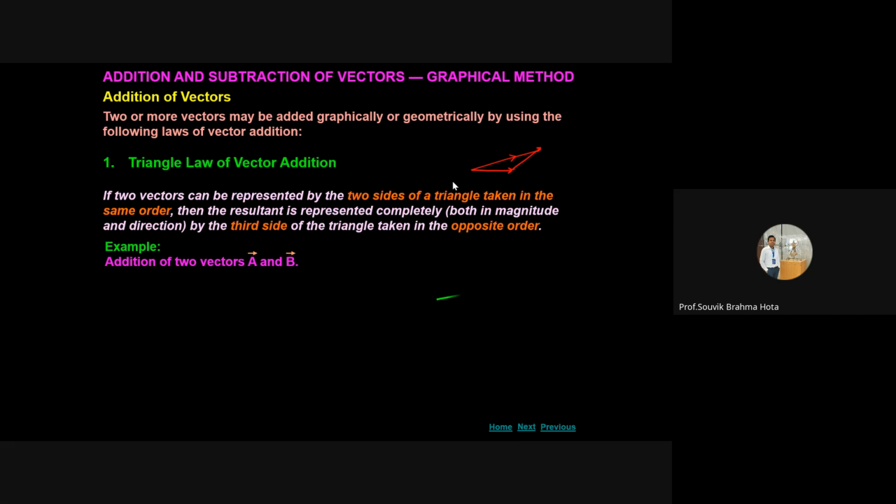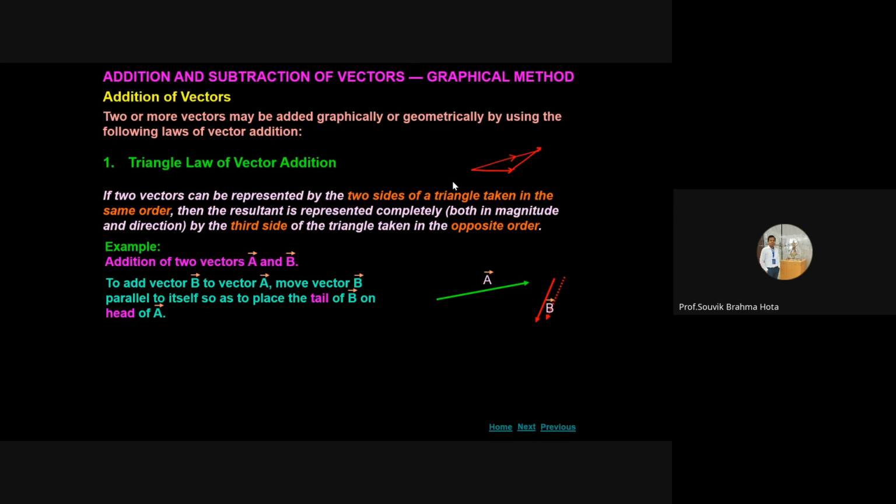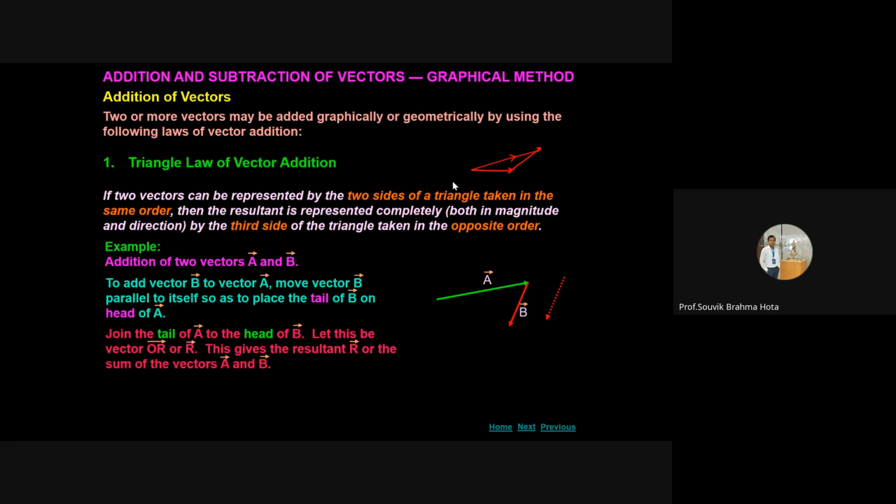Example, A and B both are two vectors. This is vector A, this is vector B. Now to add vector B to vector A, move vector B parallel to itself, like that. Now we can join it, so that the tail of vector B touches the head of vector A. Join the tail of vector A and the head of vector B, like this. Let this be the vector R. This gives the resultant R, or the sum of the vectors A and B.